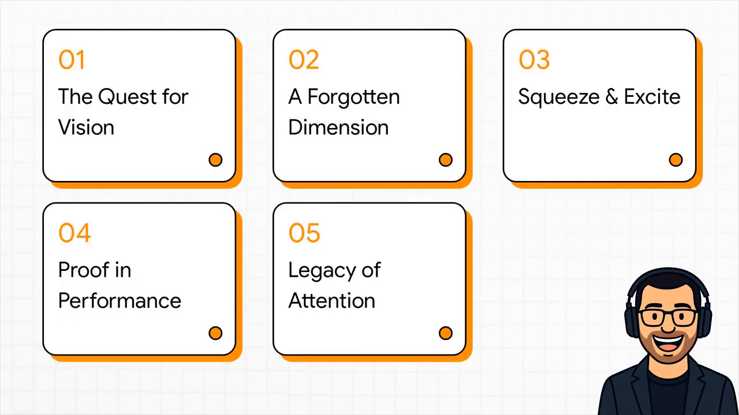So here's our roadmap. We're going to start by setting the scene, what computer vision looked like before this paper. Then we'll unpack the brilliant core idea, check out the pretty stunning results, and finally, we'll explore the huge impact it's had on AI ever since.